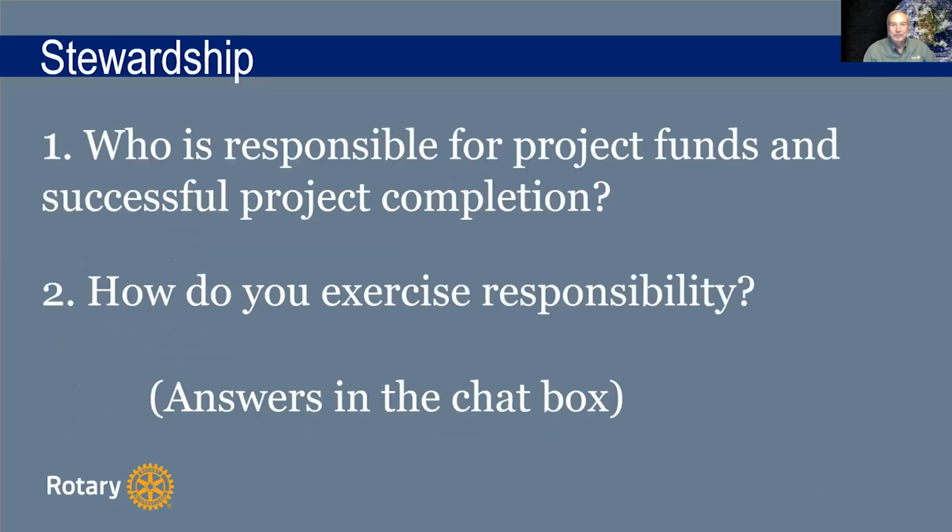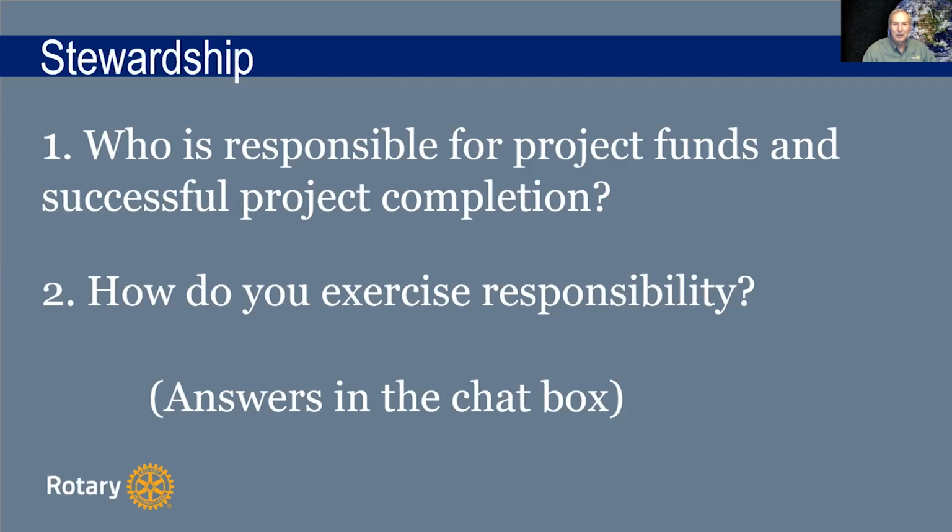Okay, stewardship. Everybody know what stewardship is? Who's the person or the group that's responsible for project funds and successful completion? That's stewardship in a nutshell. And who is that? You all should know. The 2 primary partners, they're the ones who are responsible. If all the funds disappear, they're responsible for replacing them. If the project doesn't get completed, they're responsible for completing it and making it work.